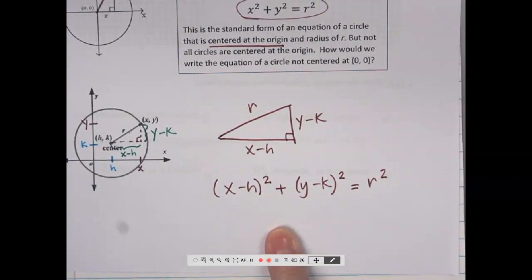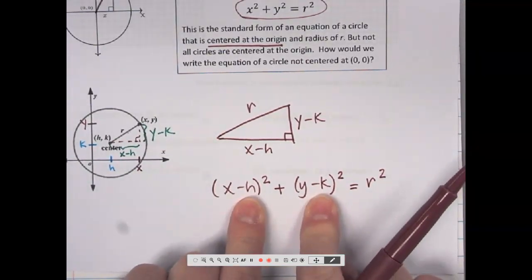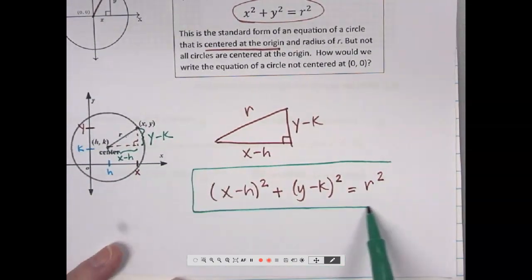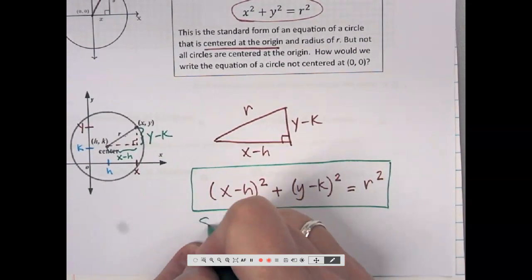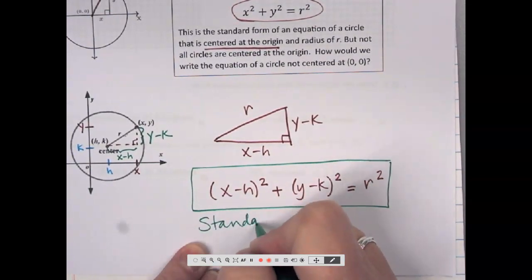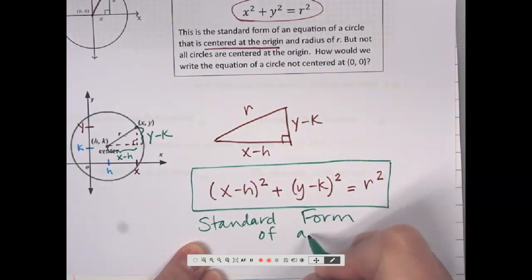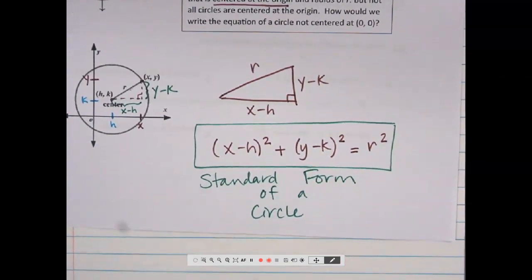And that is the standard form of a circle not centered at the origin. We could also use it for the origin. H and K would just be 0. So this is our formula for a circle. Now this is the standard form of a circle.